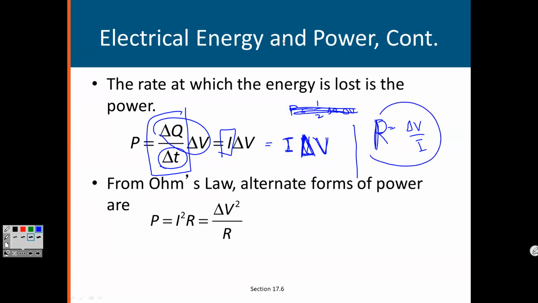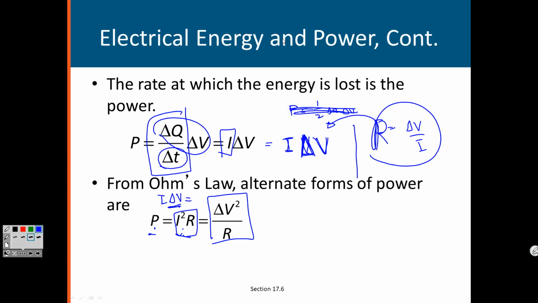Okay, now I can use this in the expression for the power. Then I can also show you the power can be written as not just I delta V. Starting from that, by eliminating the potential difference from the Ohm's law equation, I can say power is also equal to I squared R. By eliminating current, again from Ohm's law, I can also show the power is equal to delta V squared over R.